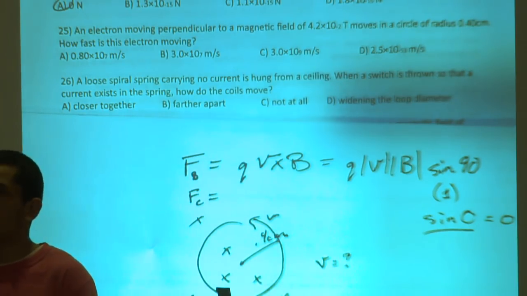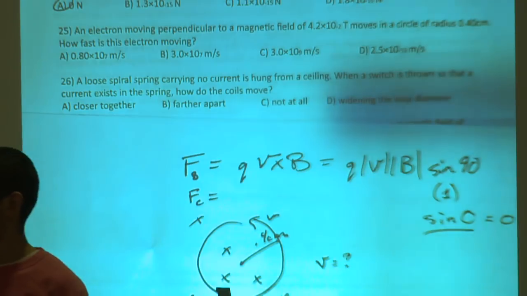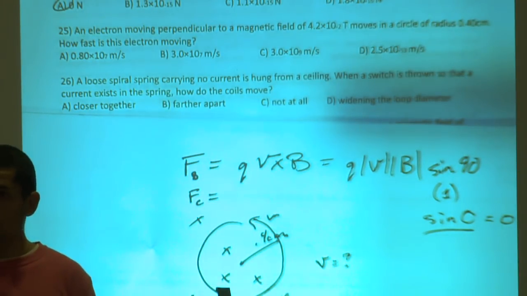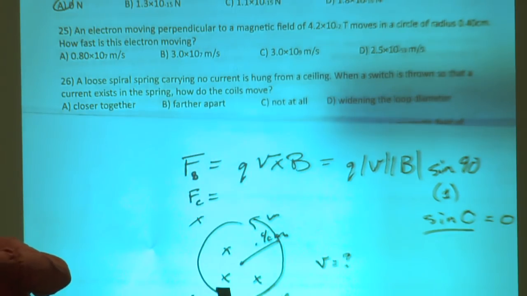If I'm swinging a rope with a ball at the end in a circle, the centripetal force is the tension. If I'm driving a car around a curve, the centripetal force is the friction on the ground.